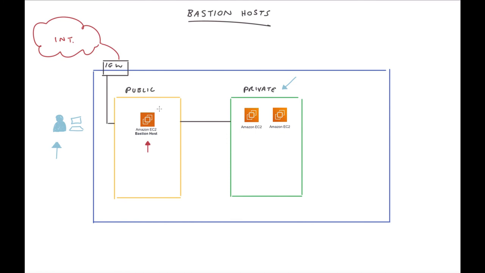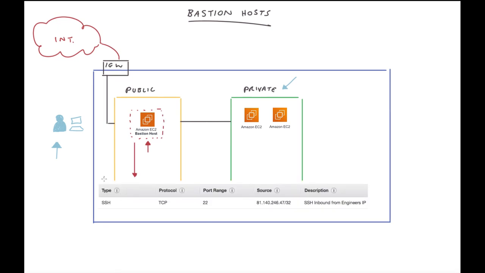Now this EC2 instance is a part of a security group, and this security group needs to be configured as shown. Now what this security group shows is the inbound connectivity, and it allows SSH on port 22 from this IP address, which is from the engineer's IP. So it's being configured for this engineer over here. So this Bastion host will essentially allow an SSH connection coming from our engineer over here.